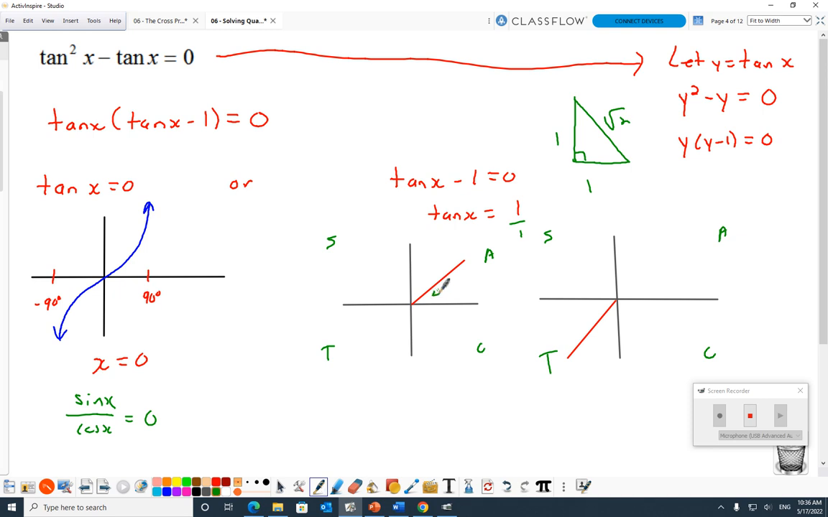So this is a 45 because we're 1, 1, root 2. And this is a 45 because we're 1, 1, root 2. So my two answers are x equals 45. First quadrant angles are equal to the related acute angle, and this one is 225.